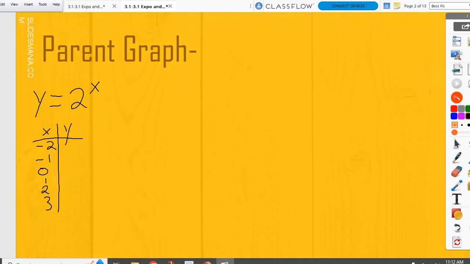So, good review. What happens when we have a negative in our exponent? Yeah, so if I have 2 to the negative second, remember it gets flipped, and then we would have 2 squared gives us 4. So we have 1/4. Which means likewise, if we have a negative 1, we would get a 1/2 there.